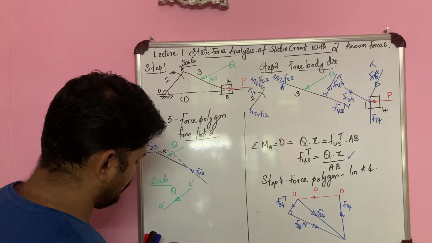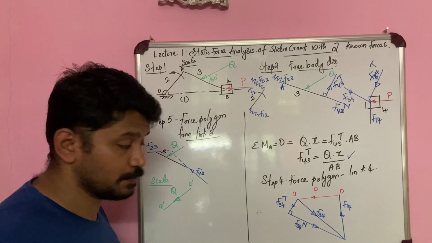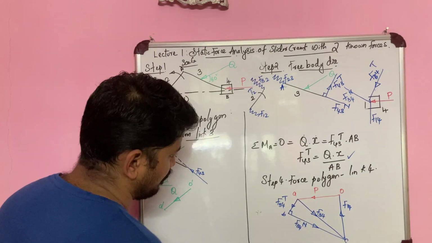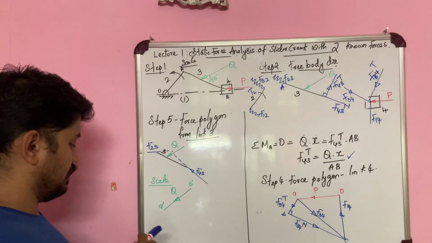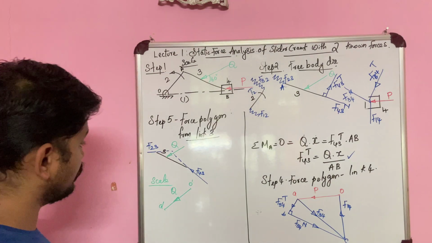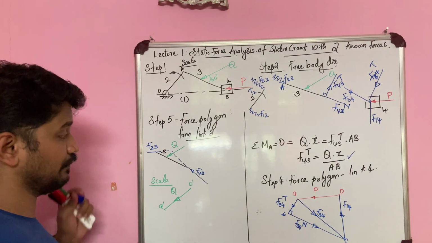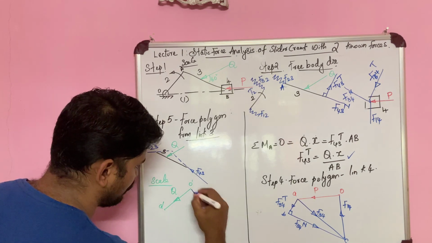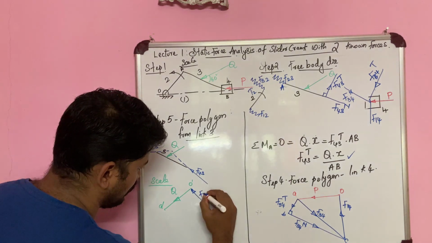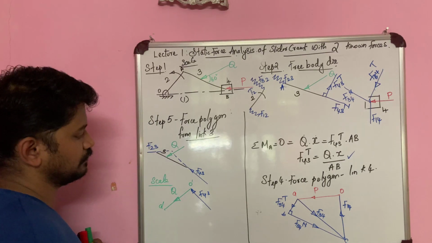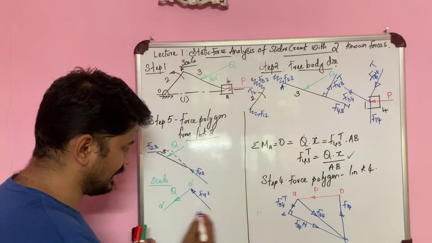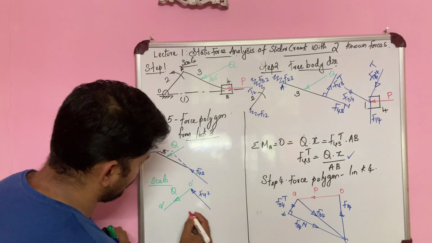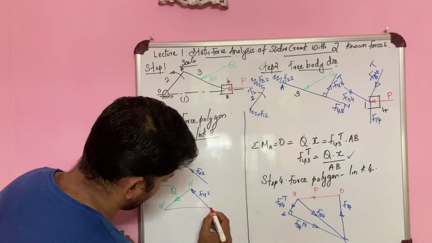So here, always when you draw the force polygon, you always mark the points A, B, C. Now I'm left with F43. F43 is in this direction. So, parallel to that, I'm drawing F43. Right. So the closing side is going to give me F23.